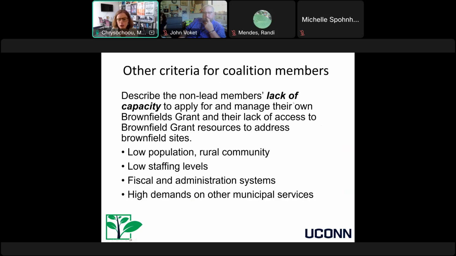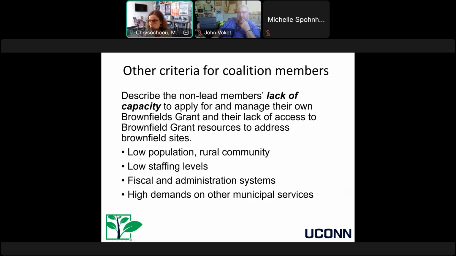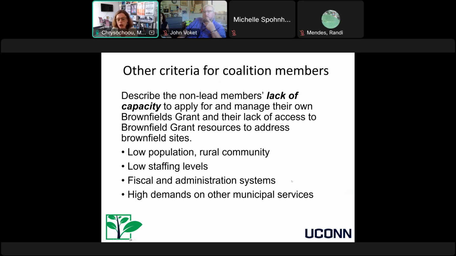So, as I mentioned before, an important criterion for the non-lead members is that they have a lack of capacity to apply for and manage their own Brownfields grants, and that they have a lack of access to Brownfield grant resources. So this is, for example, if these are small towns with a low population, a rural community that has low staffing levels, no grant writers, the fiscal and administration systems don't have enough people to be able to manage a whole EPA grant, and there are high demands on other municipal services. So these are all arguments that you can use in the proposal to essentially describe that the non-lead member does not have enough capacity to apply for a grant themselves.